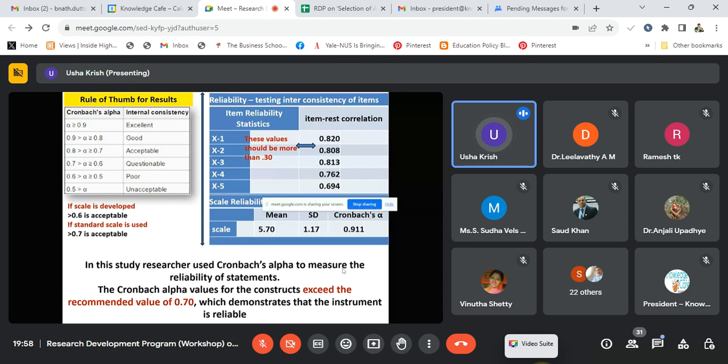And in this case, how are we going to write the interpretation? I just read from the slide. In this study, the researcher used Cronbach alpha to measure reliability of statements. The Cronbach alpha values for the constructs exceed the recommended value of 0.70, which demonstrates that the instrument is reliable. That's all. This is how you're going to write the report. Okay, we'll move to the next one.